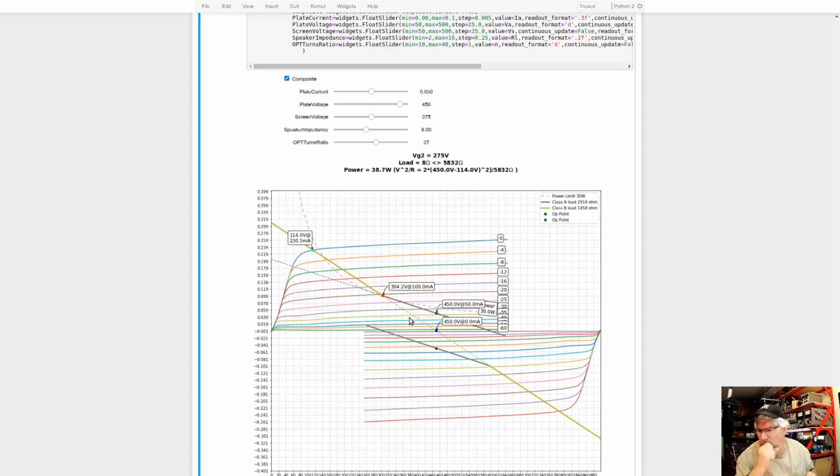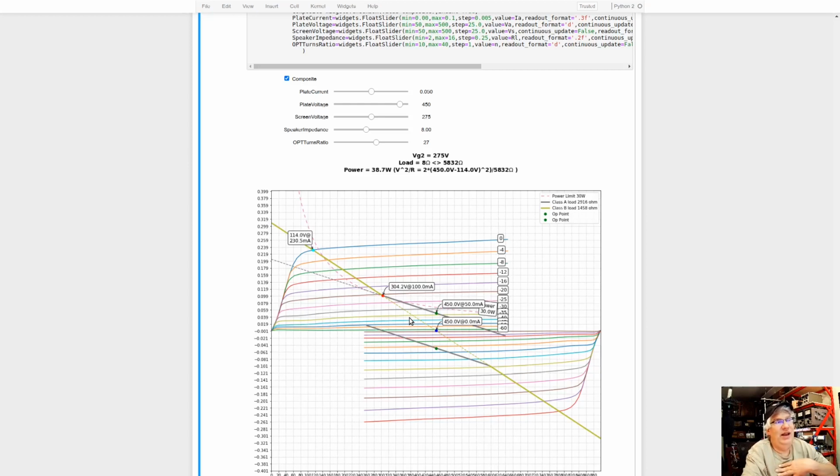Okay, I hope that answers your question. That's what I got for today. Thanks for asking the question. It got me to be more familiar, and I updated my tool here so it's a little easier to use, and I added the composite feature, which is handy to see both curves at the same time.